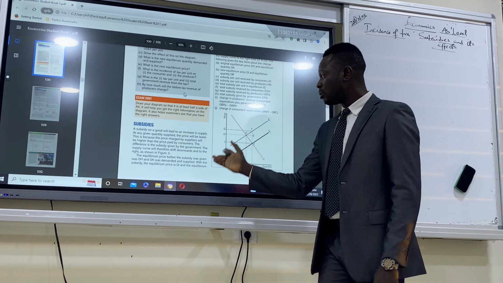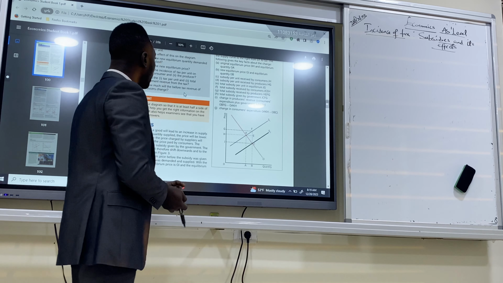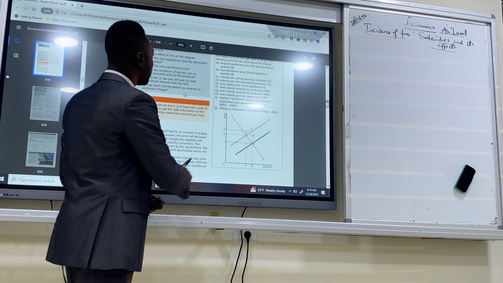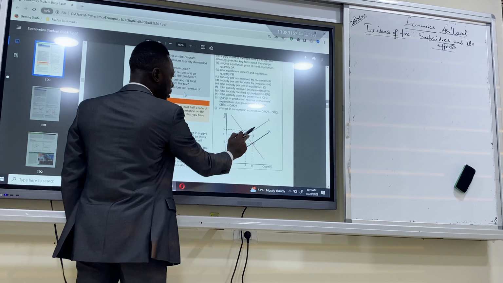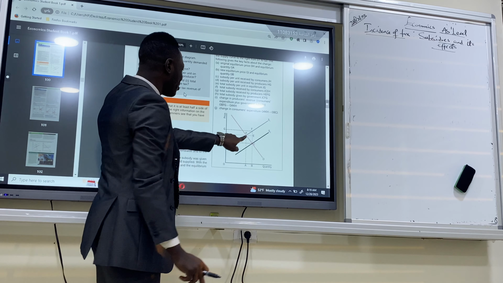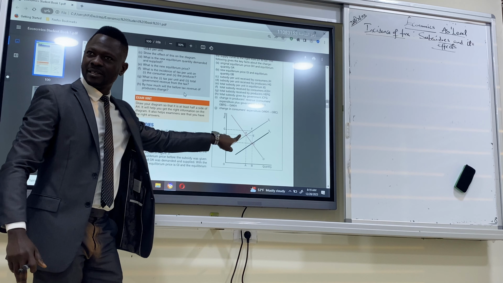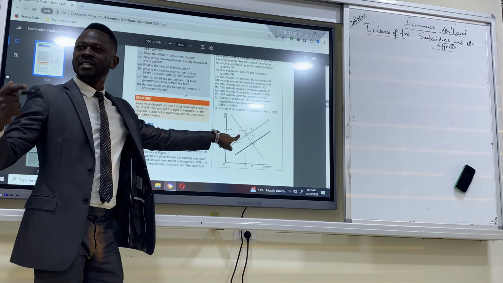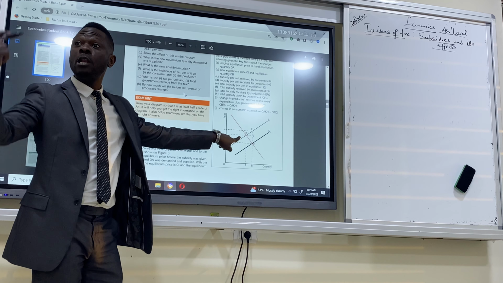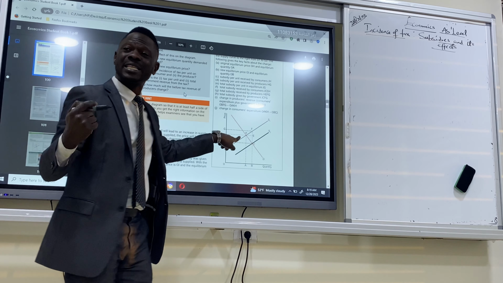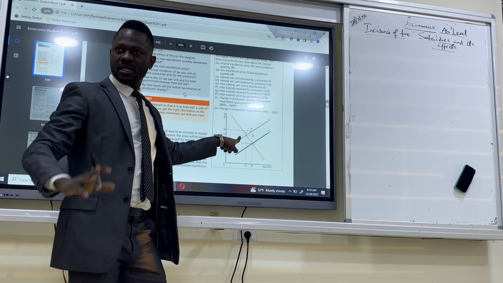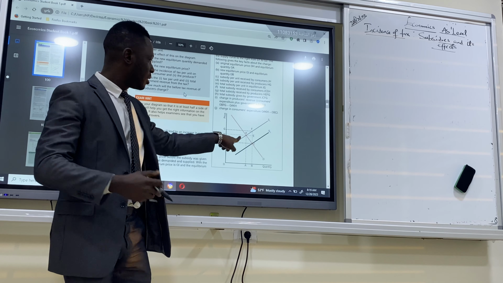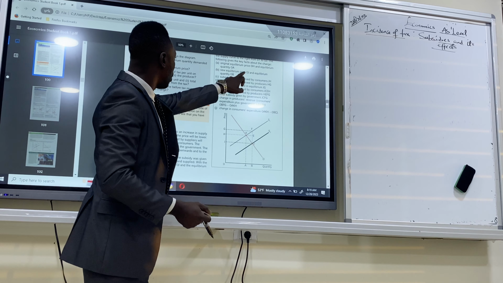Clear, right? So look at the graph here. We have the original equilibrium at OH. This is the original equilibrium. This is the market price. But what has happened? There's going to be a new, lower equilibrium. Why? Because government has increased its subsidy. Government has subsidized this good. So the new equilibrium will be OJ.